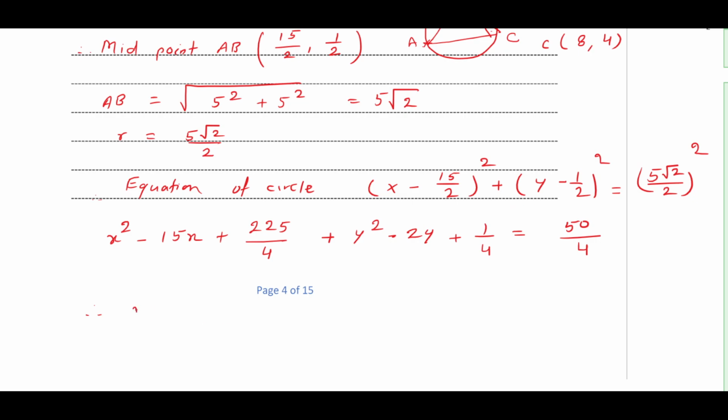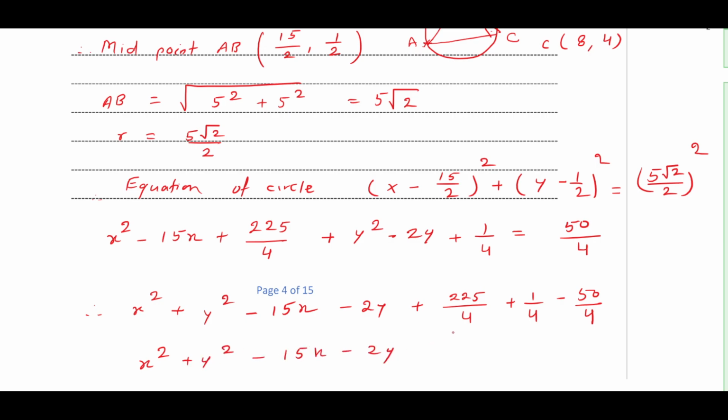Okay, so your equation will be x square plus, we also look at the format in which we want the equation. So it is x square plus y square, where the x term is what? It's minus 15x, then minus 2y, then I have 225 divided by 4 plus 1 divided by 4 minus 50 divided by 4. Okay, so this is x square plus y square minus 15x minus 2y.